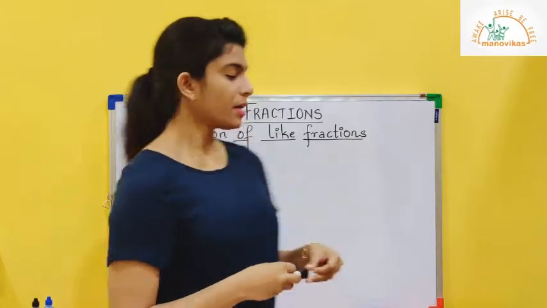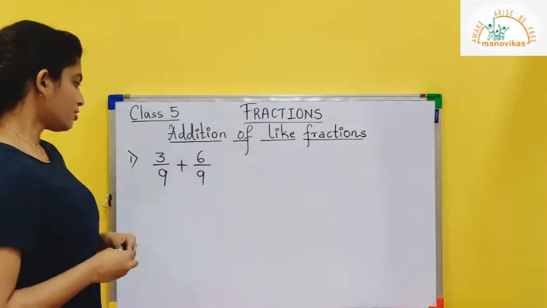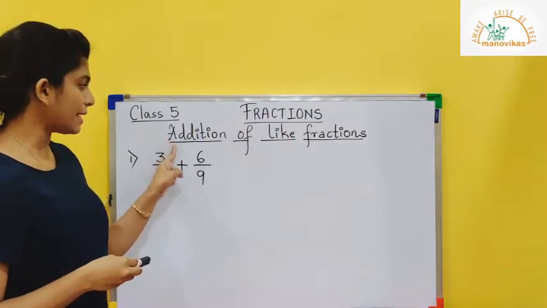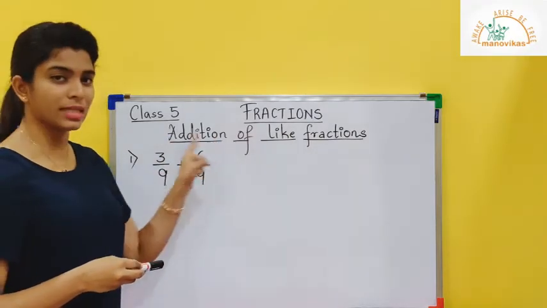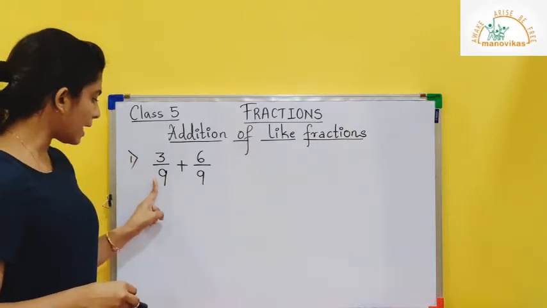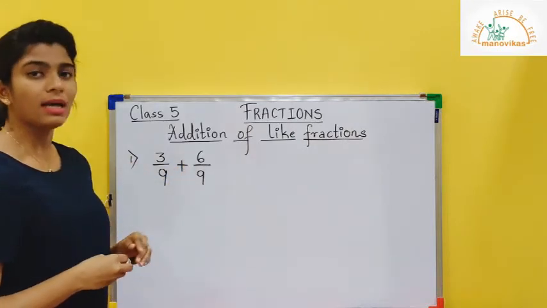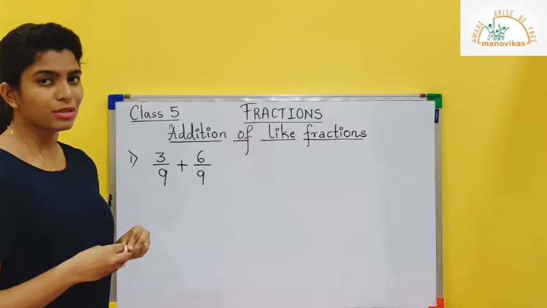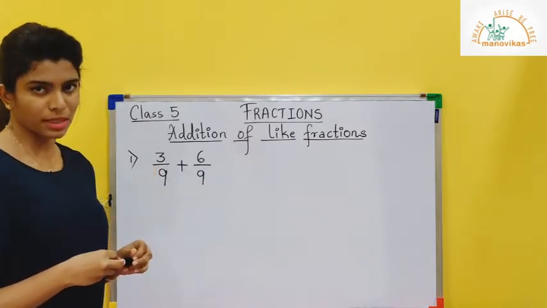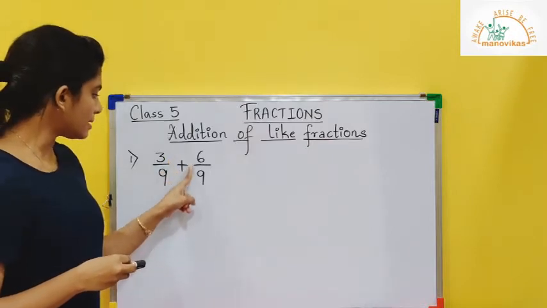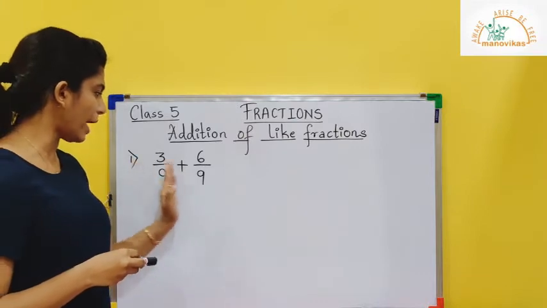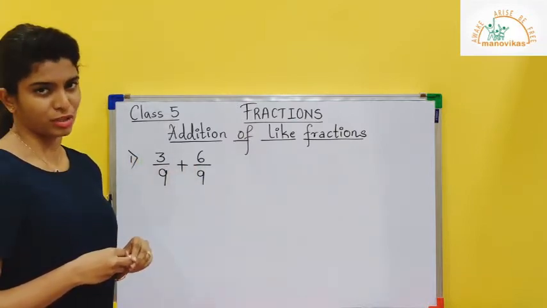So let's begin. Here is an example, 3 upon 9 plus 6 upon 9. So we have to do addition of like fractions. We are learning addition of like fractions. If you see here, 3 upon 9 and 6 upon 9 are like fractions. Why students? Because both are having 9 as a denominator. So here the plus sign, can you see the plus sign here? That means we have to do addition here. We have to add both the like fractions.